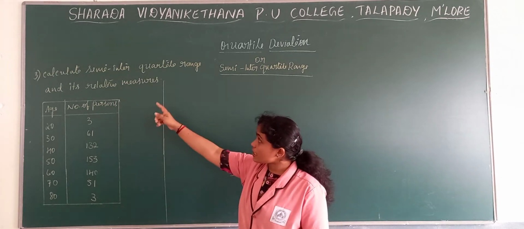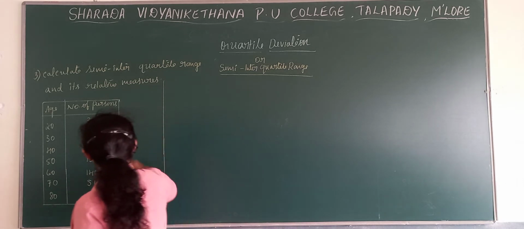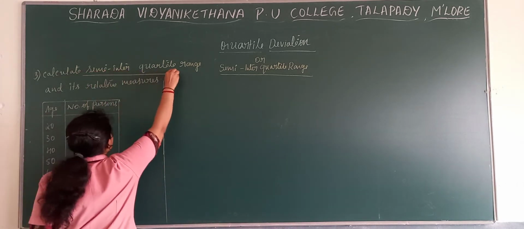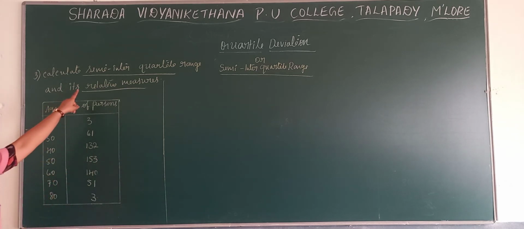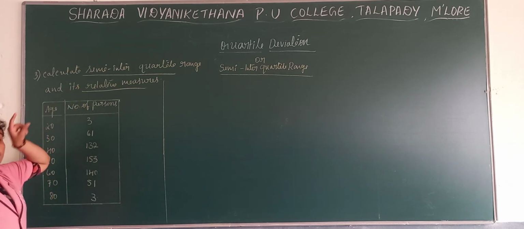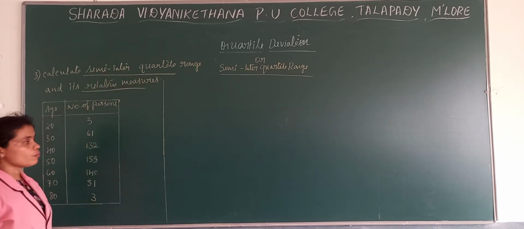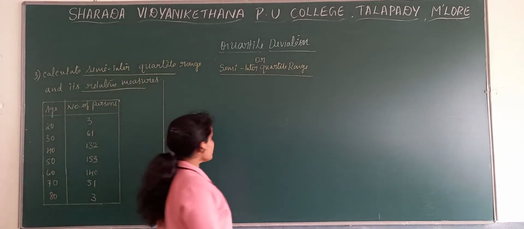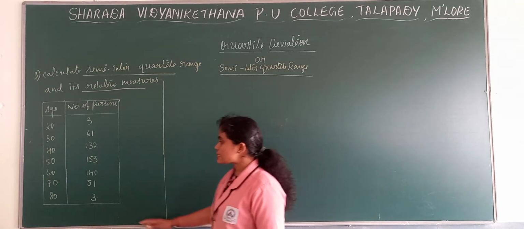So see the problem there. Semi-interquartile range is nothing but quartile deviation, and the relative measure is the coefficient. So quartile deviation and coefficient we can also call the semi-interquartile range and its relative measure. When you see the problem, this problem is in discrete form.